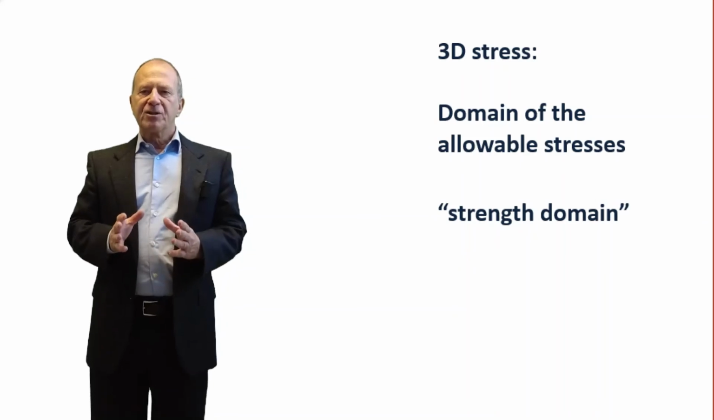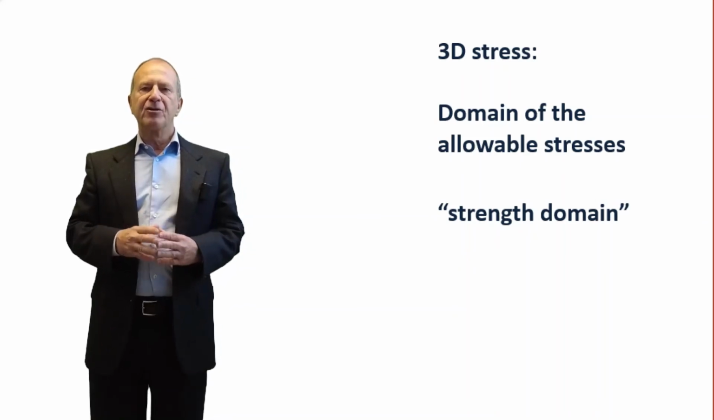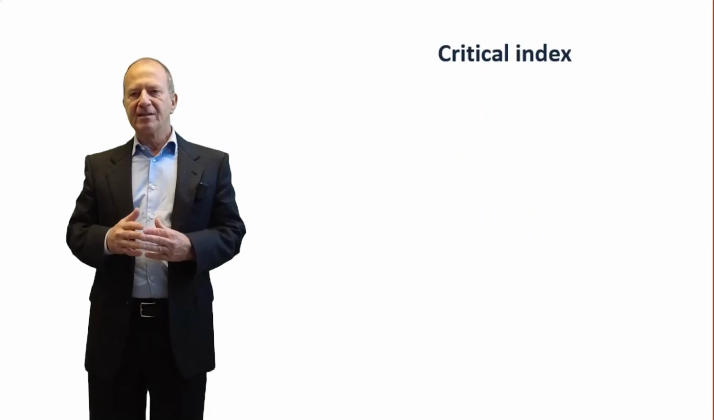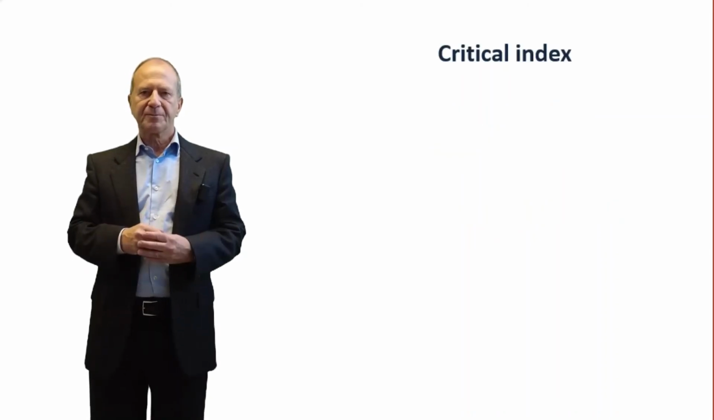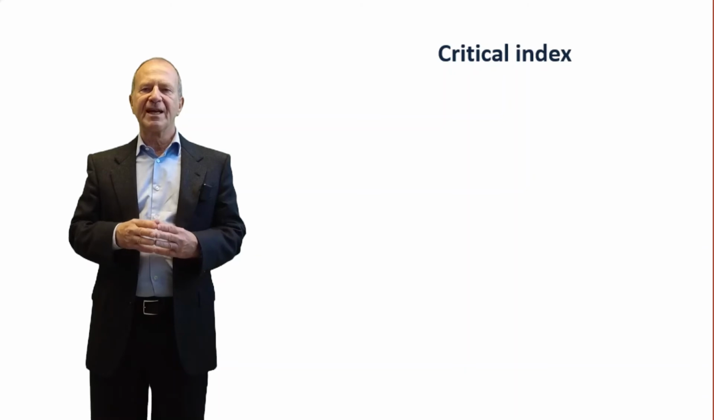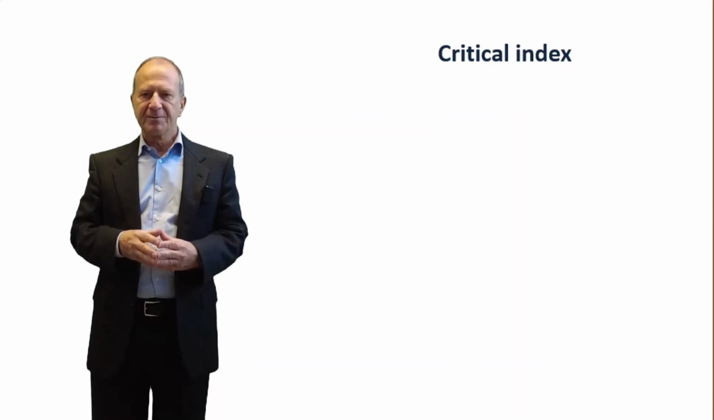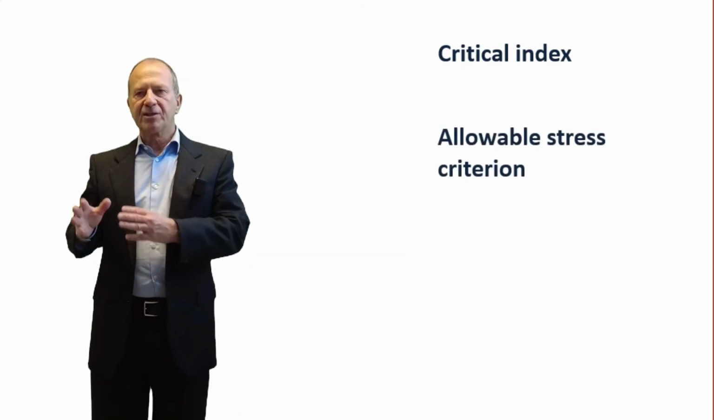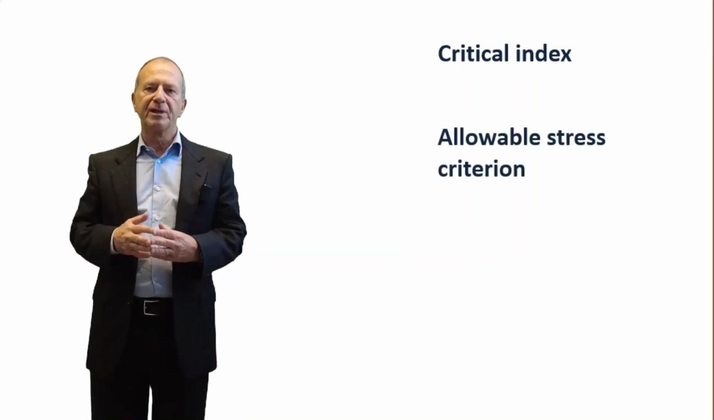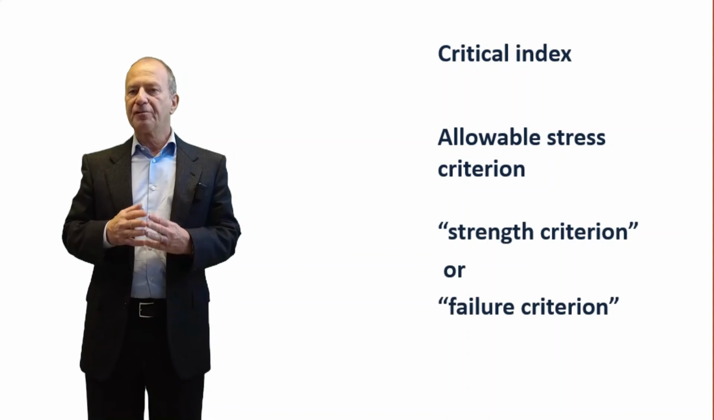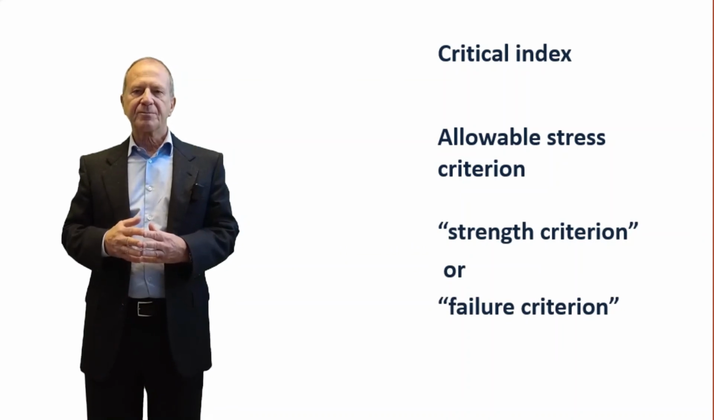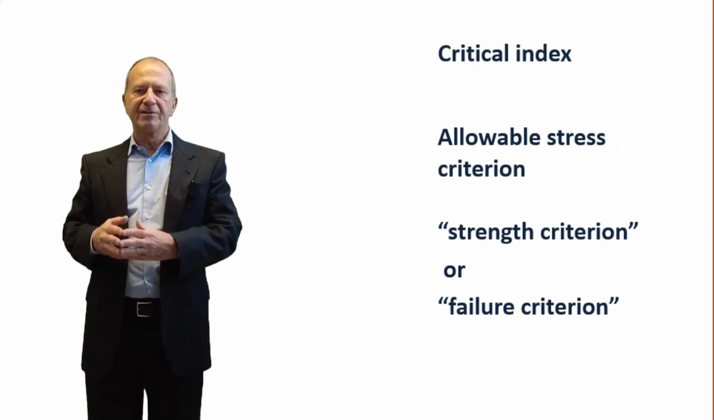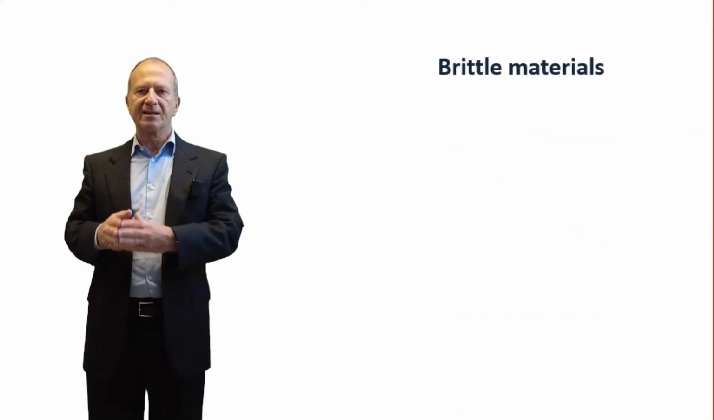The allowable stress domain is defined by a function depending on all the stress components, which detects when a certain critical index is allowable or not. The choice of the critical index depends on the material. Each critical index corresponds to an allowable stress criterion, which is also improperly called strength criterion or failure criterion. We will now analyze some of the most common strength criteria, both for brittle materials and for ductile materials.